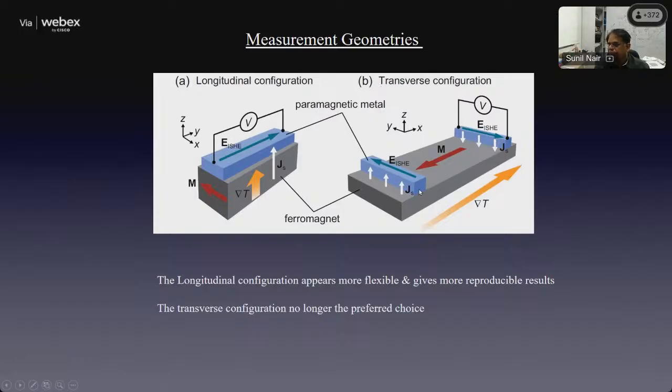But people realized that the transverse configuration could have some other experimental artifacts. So people have now moved on to what is known as a longitudinal configuration. Here, what one does is not make a slab like this. You look at a magnetic slab, you put a longitudinal spin to charge conversion layer on top, and now you apply a delta T across this. You apply delta T in this direction, and you get a voltage here.